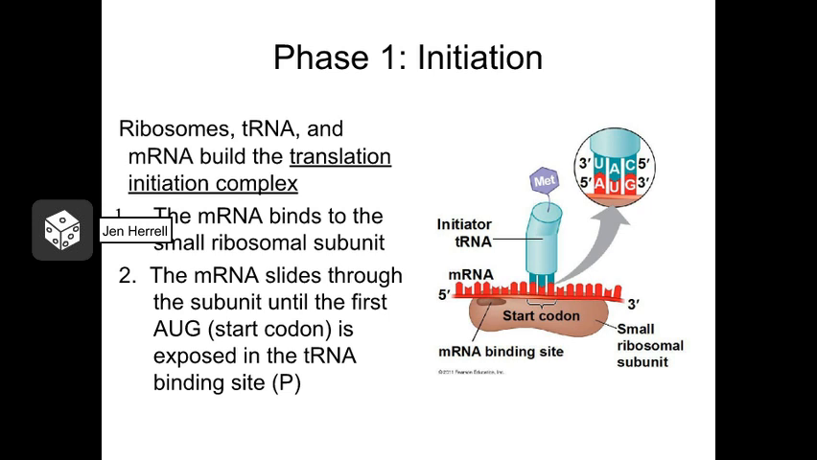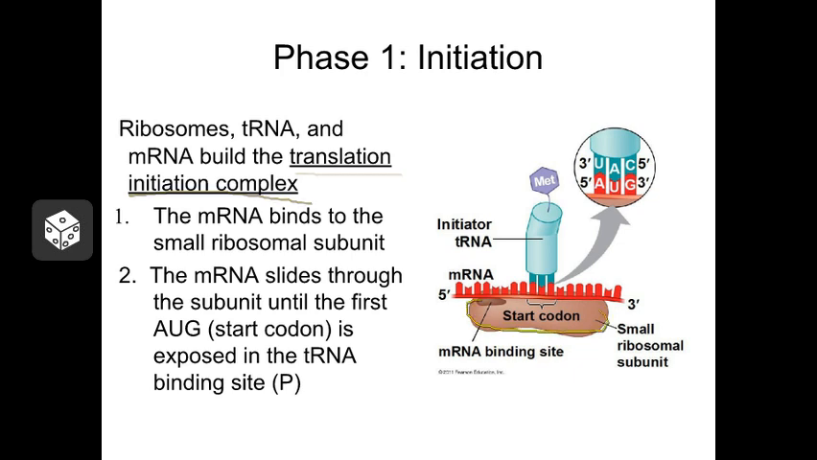Let's put all these great molecular machines together so we can see translation in action. The first phase of translation is initiation, and as in initiation of transcription, what we're trying to do in this phase is assemble the machinery. The machine we're trying to assemble is called the translation initiation complex, and it's going to involve the ribosome, the mRNA, and the tRNA all fitting together in a certain pattern.